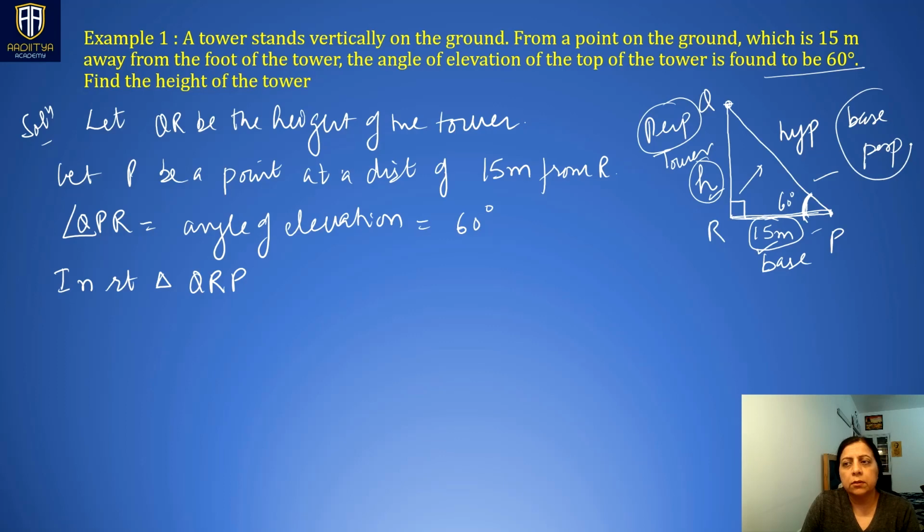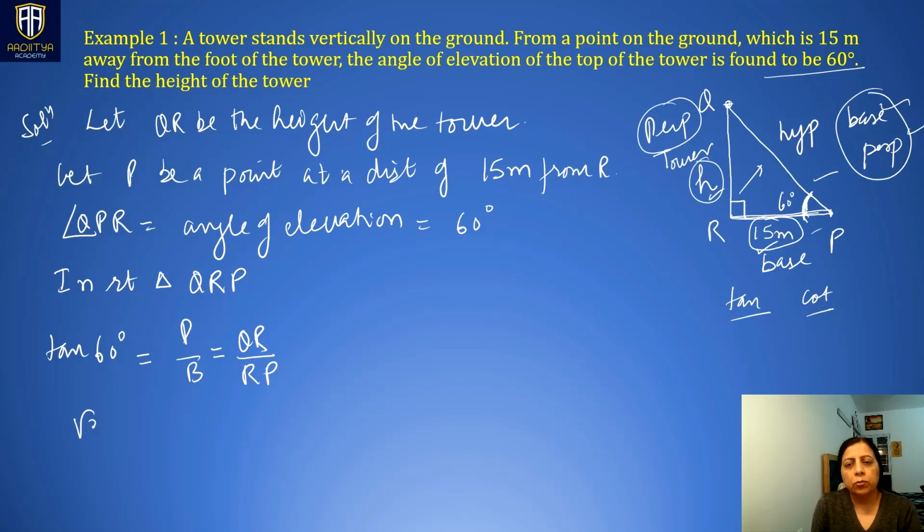So which ratio is related to both of these things, perpendicular and base? So this is either cos, perpendicular and base. This is tan, sorry. Perpendicular and base. So either tan works for this or cot works for this. So tan is basically the relationship between perpendicular and base. So here we can take the tangent of this angle. In triangle QRP, tangent of 60 is the relationship between perpendicular and base. Here the perpendicular is QR and base is RP, right? Tan 60 value is √3, and QR we have taken as H.